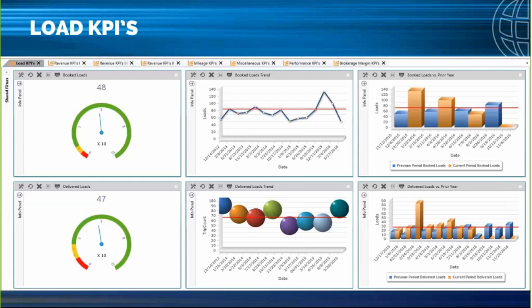On the bottom row, we can see the number of loads that have been delivered or completed today. Delivered load trends next to that. And once again, delivered loads versus prior year. Once again, all of these KPIs that we're looking at are standard KPIs that come with the product.